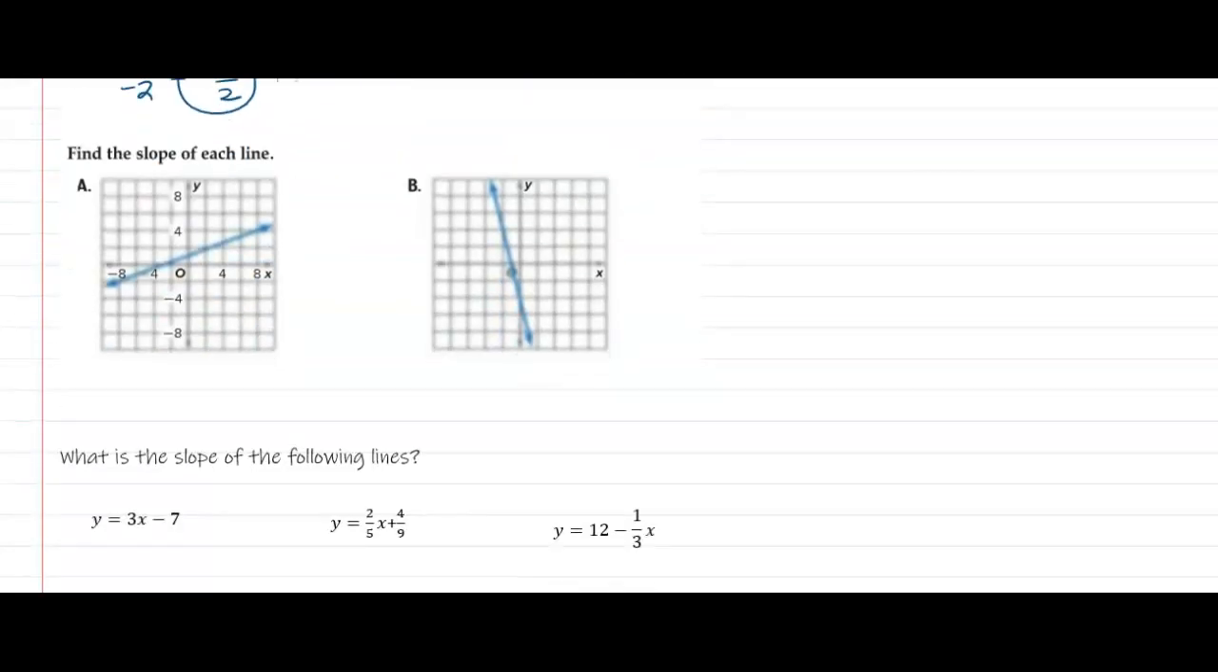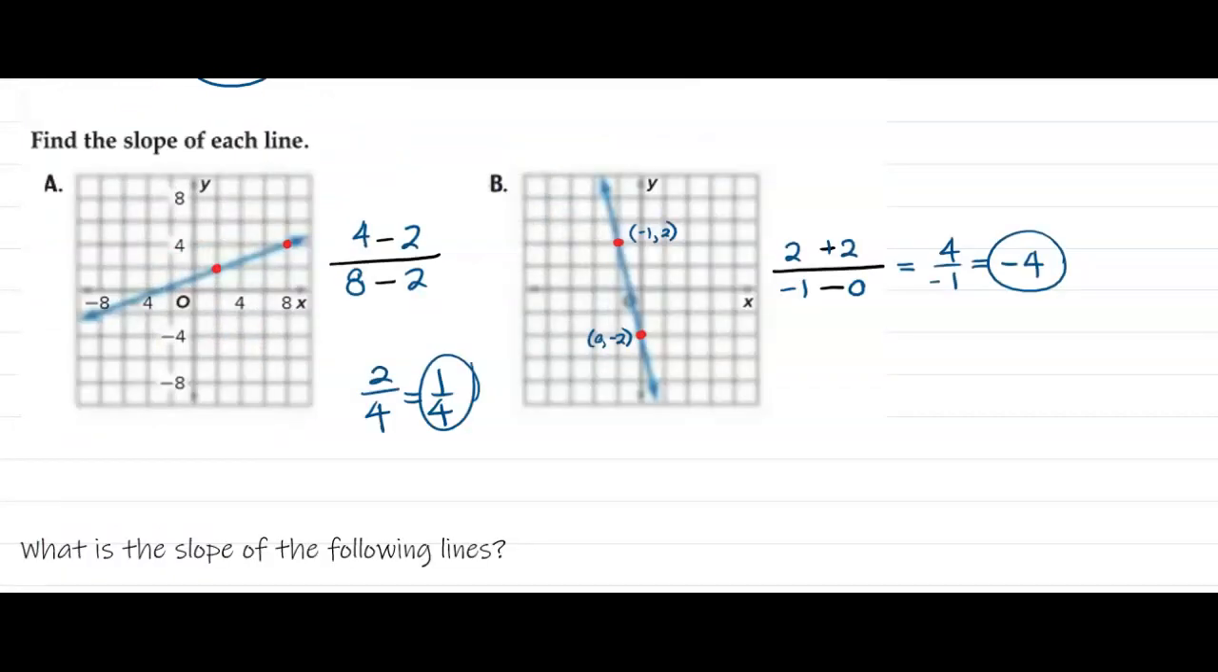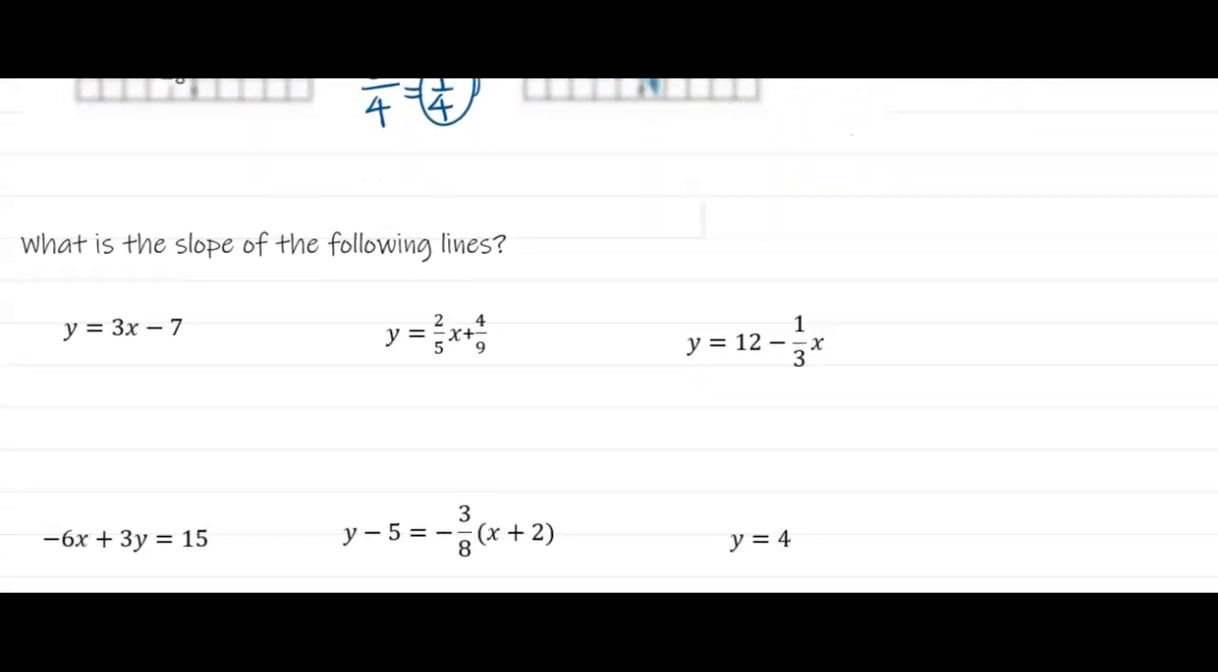Try these next two yourself. I think on the first graph, it's really tricky to find some decent points, so hopefully you found a couple. The second graph is a little bit easier, and there's our slope.